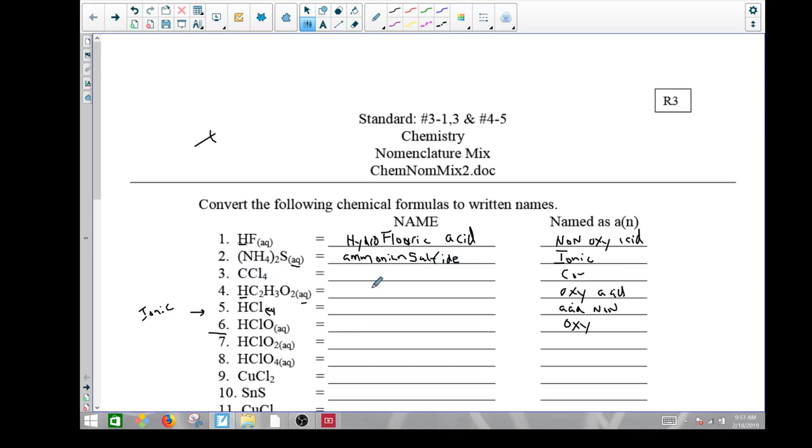Two nonmetals, hence it's covalent. Even if you don't write this down, you have to know in your brain what it is. This is going to use prefixes and tell us how many of each there are. We drop the mono on the first one, so we just say carbon. And now I want 4 chlorines, that's tetra. Tetrachloride.